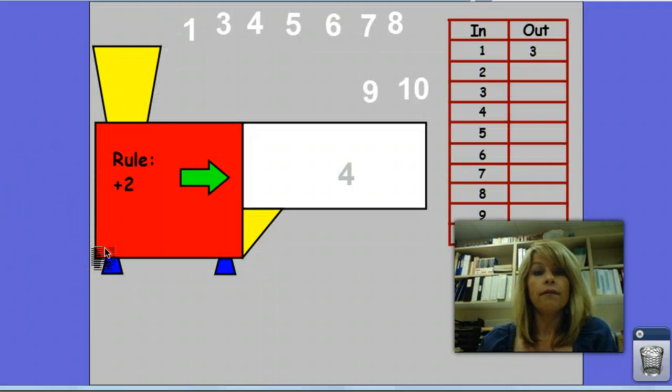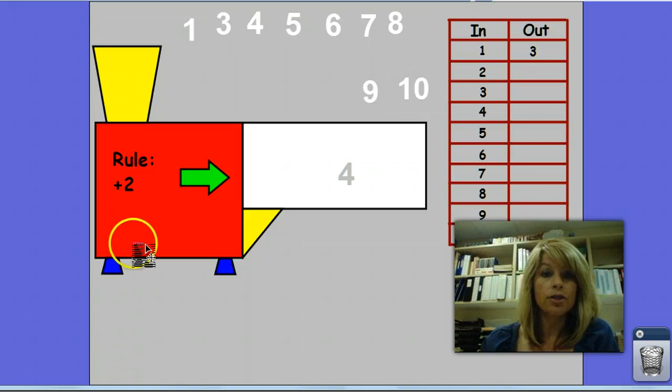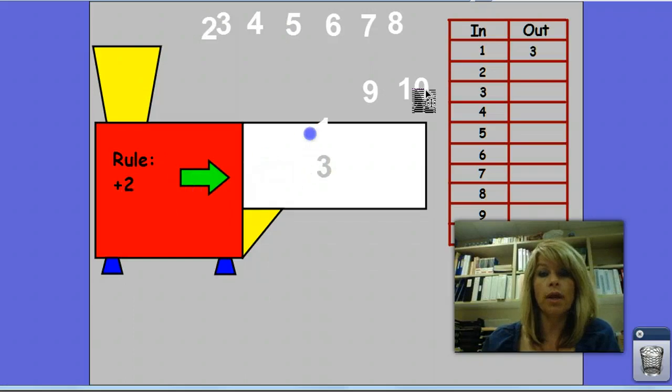This is called a function machine, and it works like frames and arrows where you take a number and there's a rule that is added to or subtracted from that number to get another number. So in this function machine, a number goes in, the number 1. Something happens to the number 1, and the rule is +2, so 1 + 2, and out comes 3.